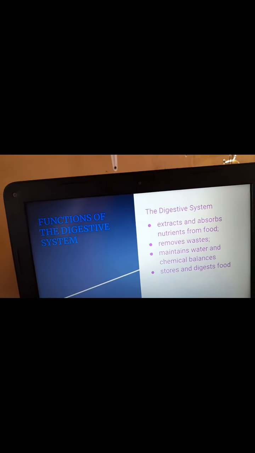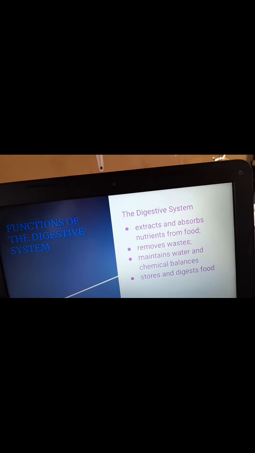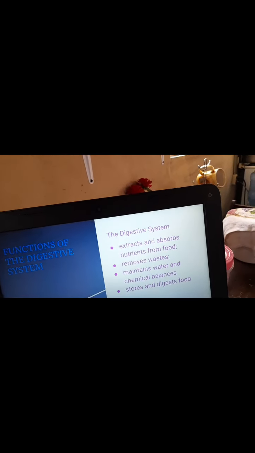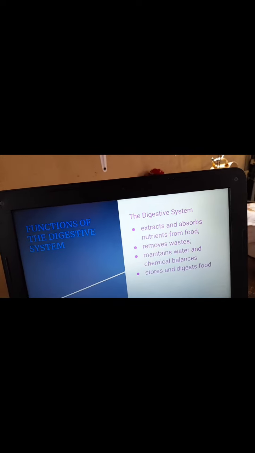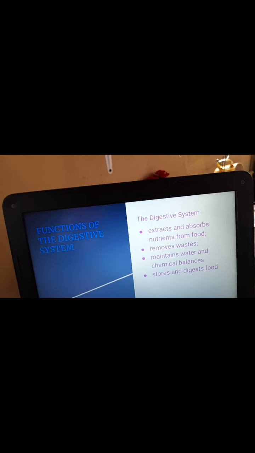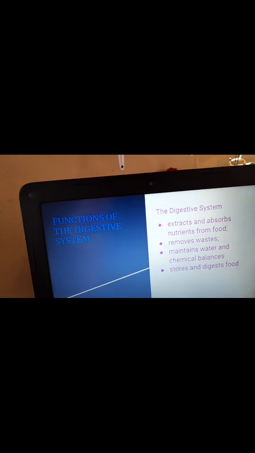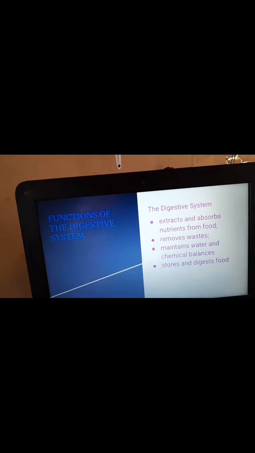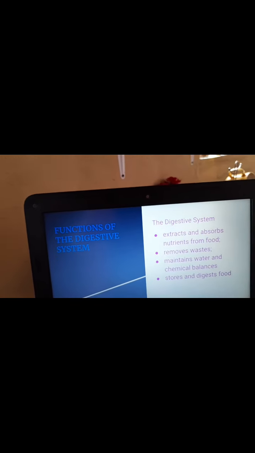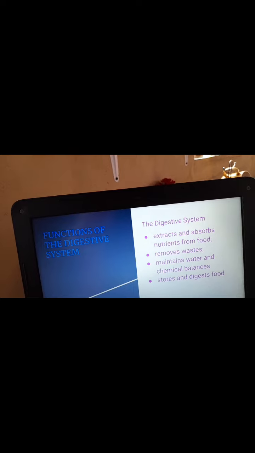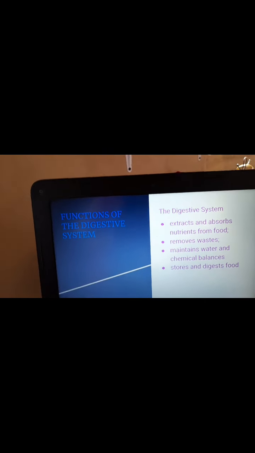So Kimberly is saying that when you eat something and it goes through the process, it absorbs nutrients from the food. So that would be correct there. So it extracts and absorbs nutrients from food. Very good, Kimberly. Removes waste, maintains water and chemical balances, and it also stores and digests food.